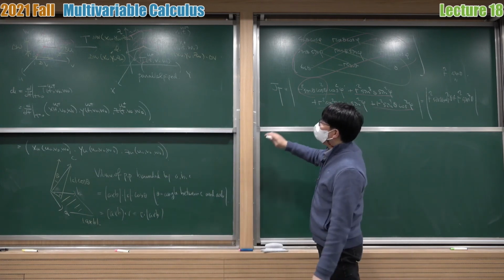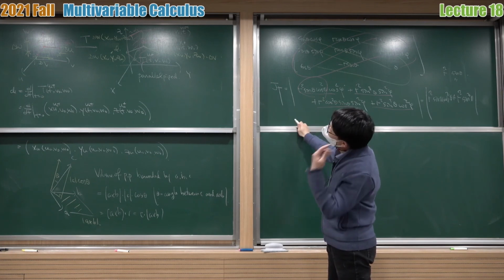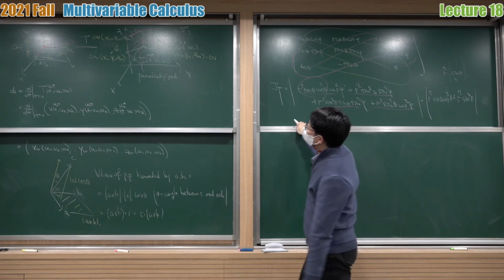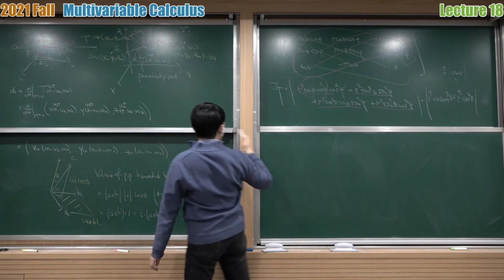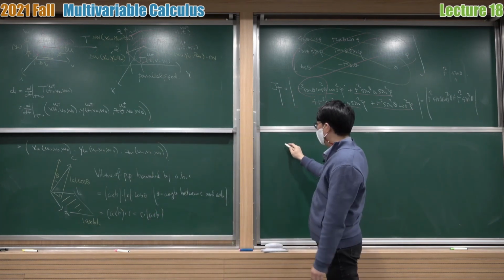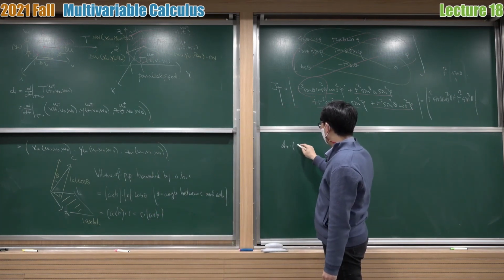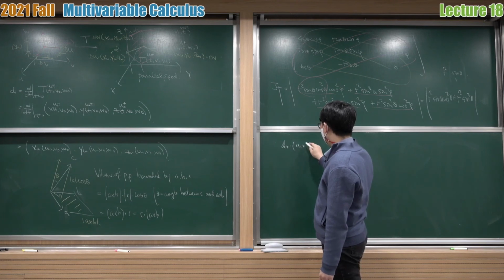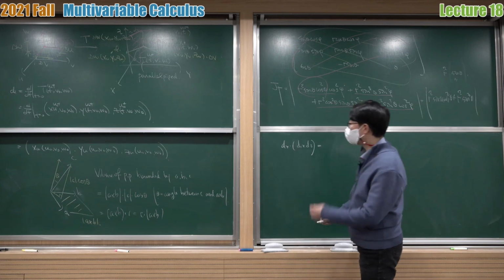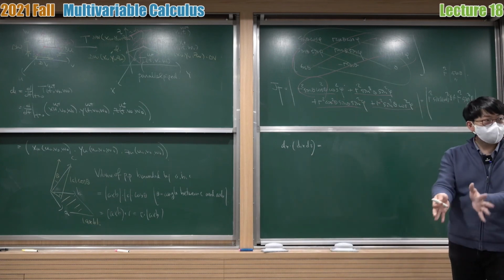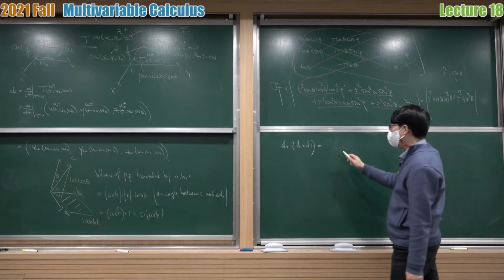So let's say I made D1, D2, D3. I want to take D3 times D1 cross D2. Then I get the volume of the parallelepiped.